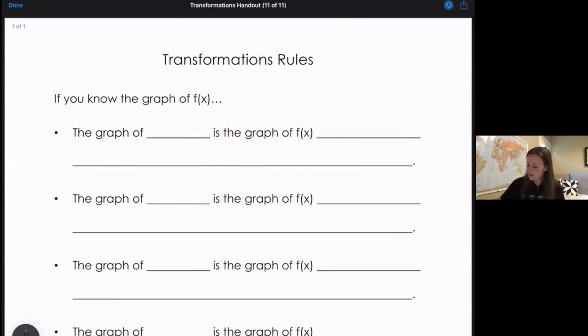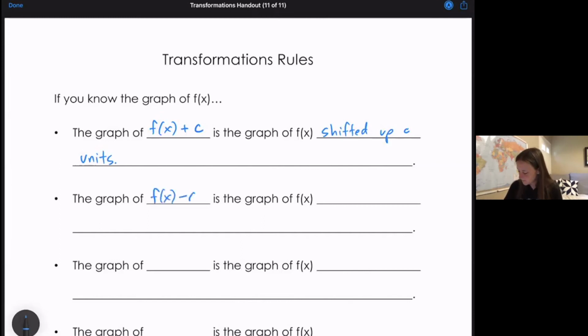All right, so we're going to say that the graph of f of x plus c, where I'm going to let this c number represent what we're adding. If we know the graph of f of x, the graph of f of x plus c is just the graph of f of x, that same basic shape, shifted up c units. Whatever number you add, that's how many it goes up. And then the graph of f of x minus c is the graph of f of x shifted down c units.